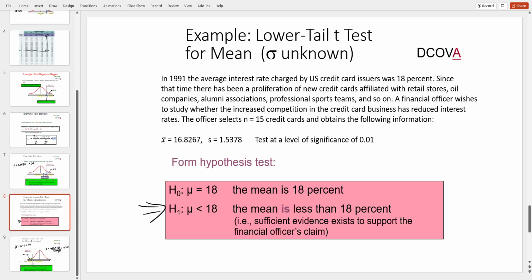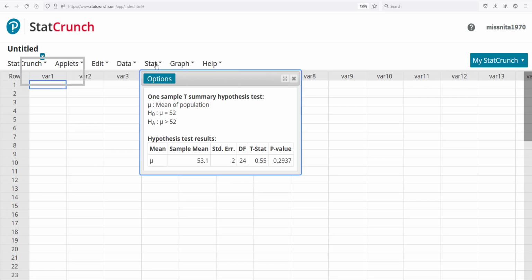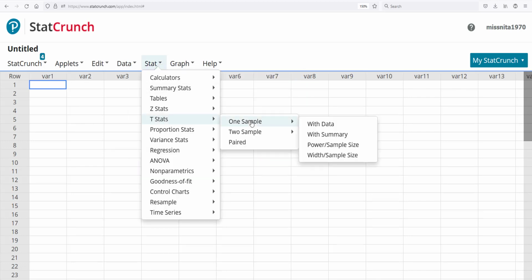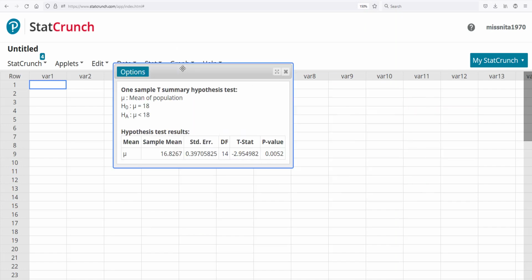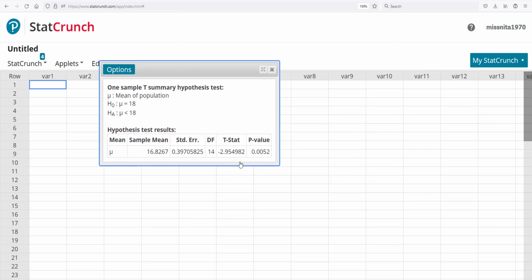Okay, so let's go ahead and do this in StatCrunch. Go to Stat, T-Stat, one sample with summary, and I'm going to put in my information. My mean is 16.8267. This is my sample mean. My standard deviation is 1.5378, and my sample size is 15. Here we tested the mean 18, and we want it less than. Okay, so I hit compute, and everything comes up. The t-stat is negative 2.954, which is what we did when we did it by hand.